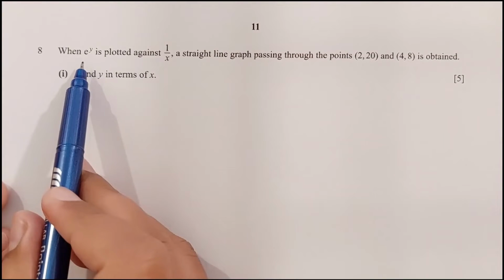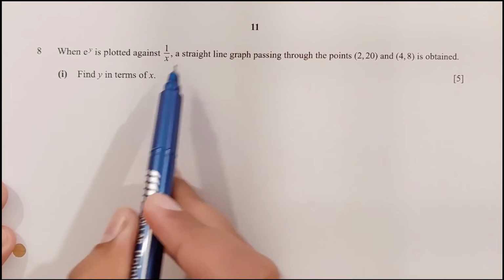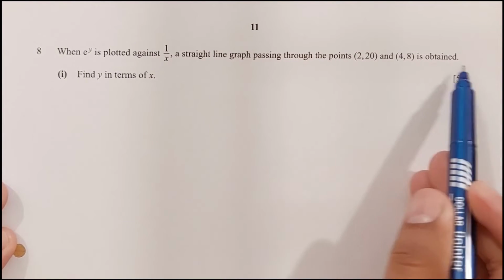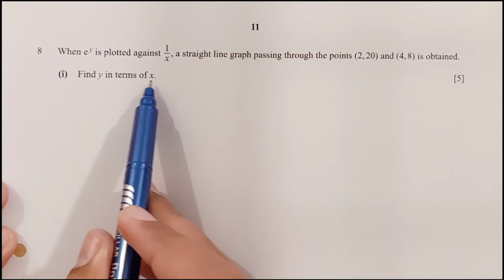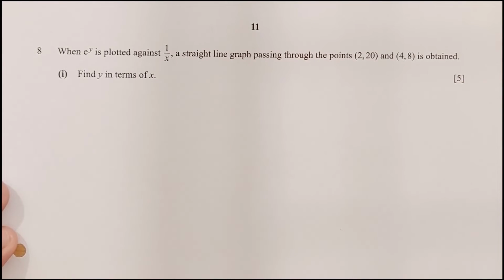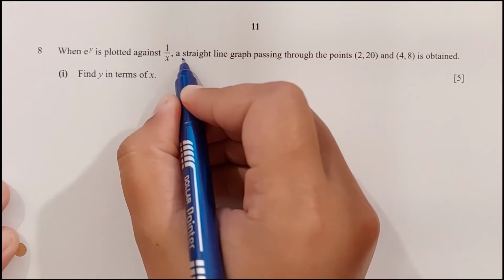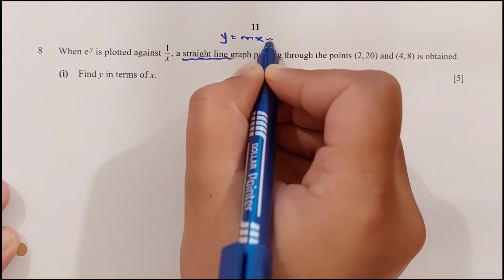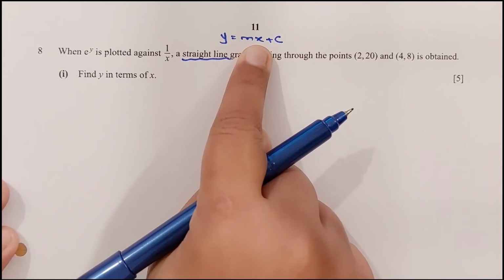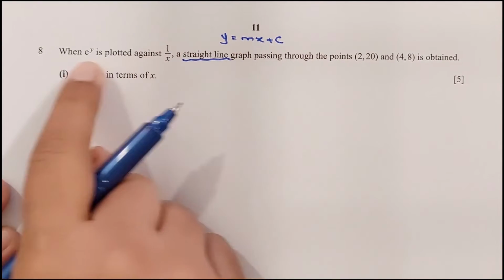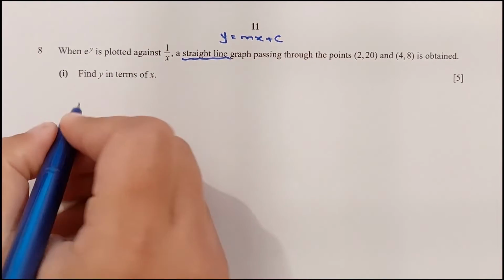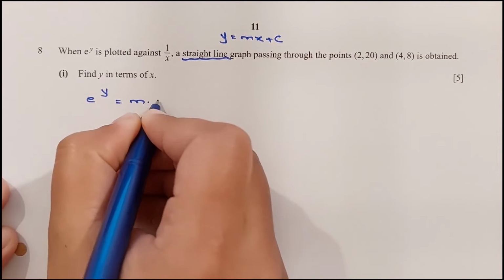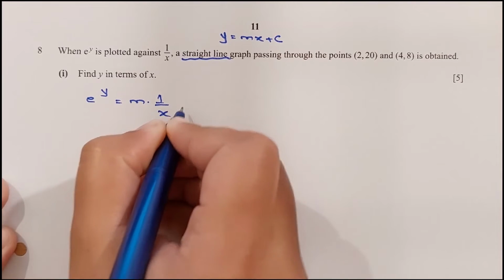Question number 8. When e power y is plotted against 1 over x, a straight line graph passing through the points (2, 20) and (4, 8) is obtained. Number 1, find y in terms of x. Okay, so we have to use the equation of a straight line, that is y equals mx plus c. Right, so the x here is 1 over x and y here is e power y. So we can say e power y equals m times 1 over x plus c.